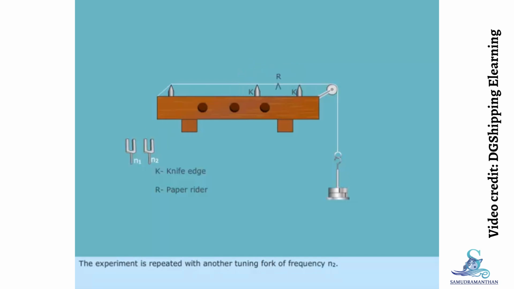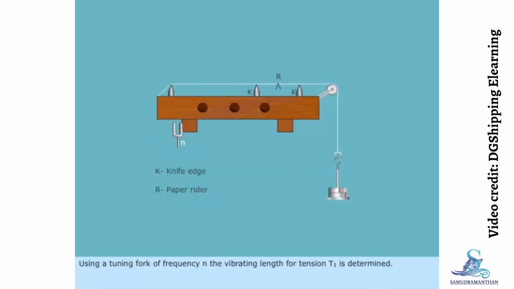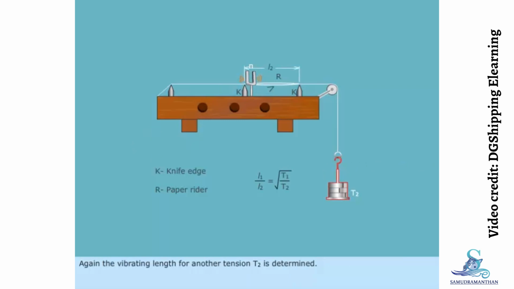The experiment is repeated with another tuning fork of frequency N2. The first law of vibration, namely NL is constant, is now verified. According to the second law of vibration, the vibrating length is proportional to the square root of the tension. Using a tuning fork of frequency N, the vibrating length for tension T1 is determined. Again, the vibrating length for another tension T2 is determined. Using these values, the second law of vibration is verified.